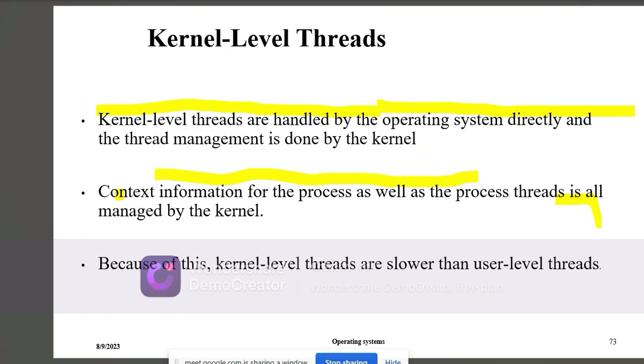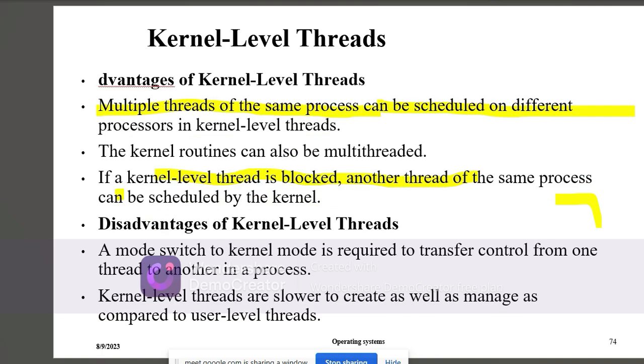Next is the kernel level thread. What is there in a kernel level thread? Kernel level threads are handled by the OS directly, in kernel mode only. Thread management is done by the kernel only. The context information for the process as well as the process threads is managed by the kernel only. Because of this, kernel level threads are slower than user level threads.